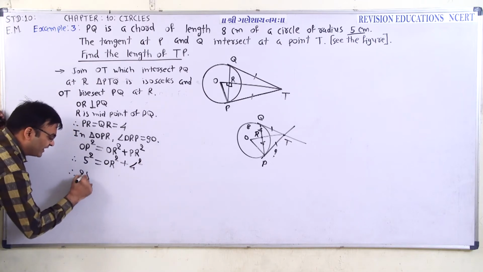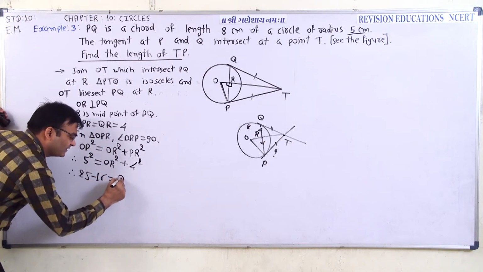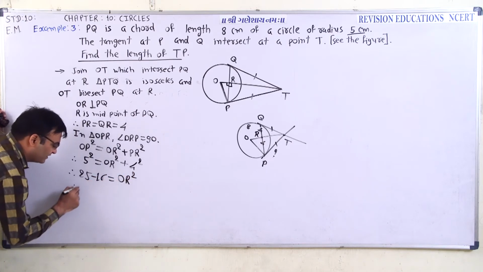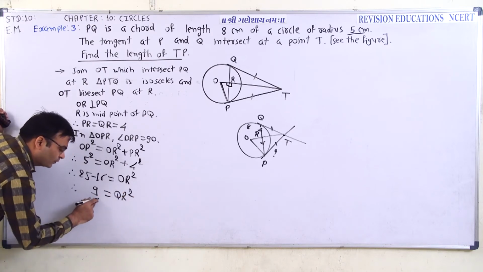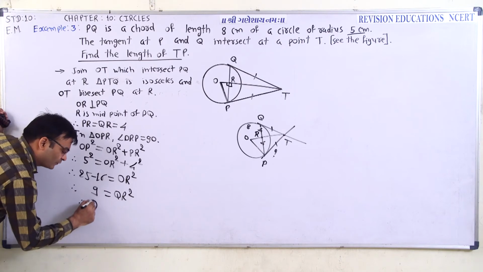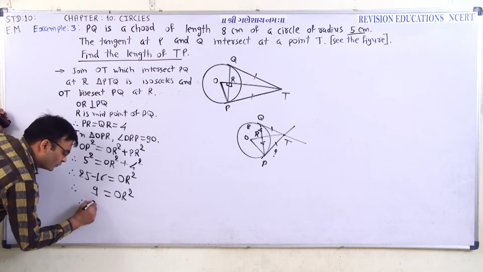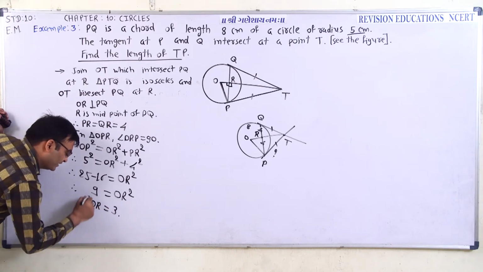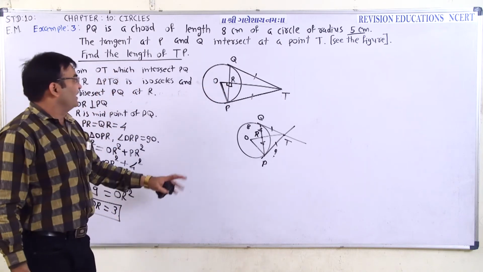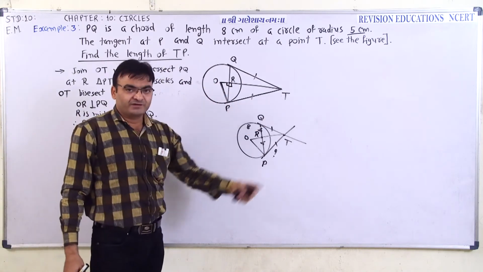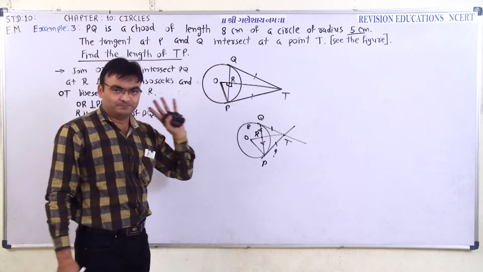5 square is 25, 4 square is 16. Take this 16 to this side, it becomes minus, equal to OR square. The subtraction is 9, equal to OR square. So 3 square is equal to OR square. So OR is equal to 3. We got the value of OR as 3. Now friends, we have to find PT.